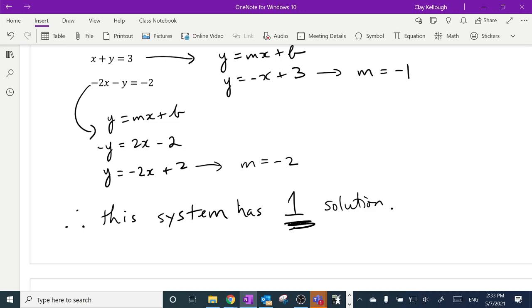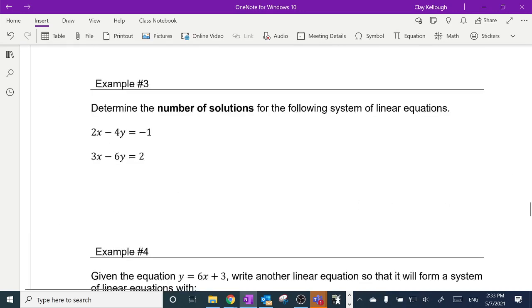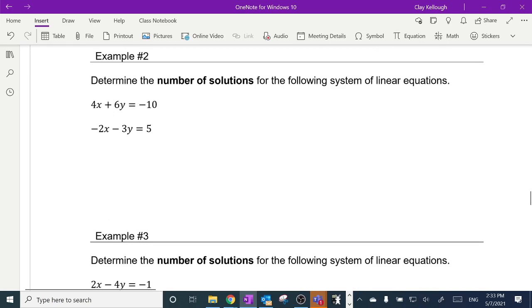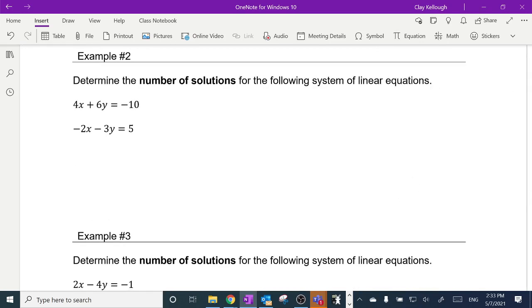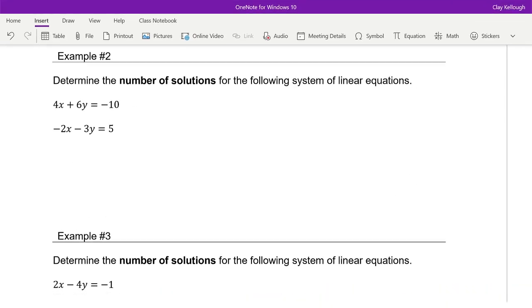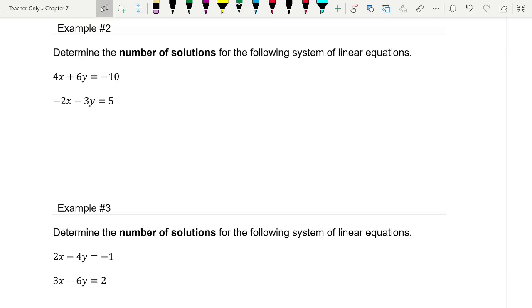All right, example 2. Determine the number of solutions for the following system of equations. Let's get the screen a little bigger here. There we go. So determine the number of solutions. So I'm going to do the same thing here. Oh, actually, no, I'm not. I'm going to notice something. You know what I notice here?